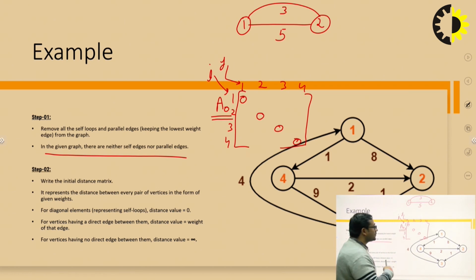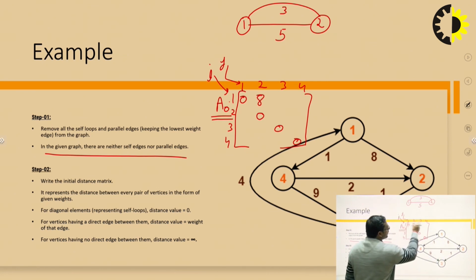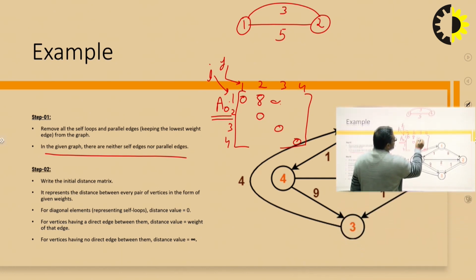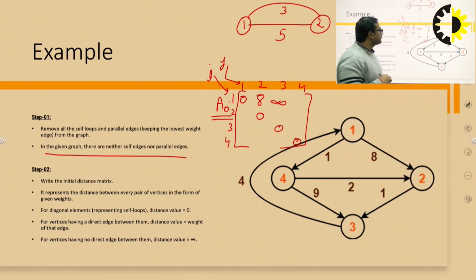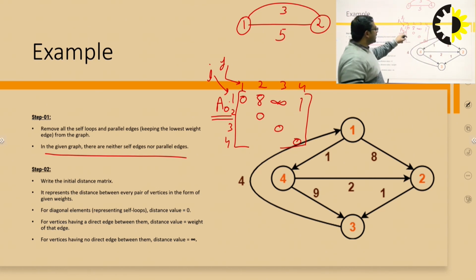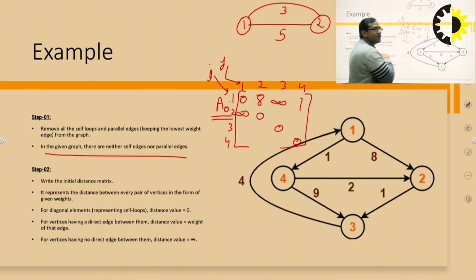Another case is if there is no path between vertices. One by one we are going to check. 1 to 2 is there, that is 8. 1 to 3, no direct edge is here, so what do you have to write here? Infinity. Got my point? 1 to 4 edge is available, that is 1. Similarly 2 to 1, there is no direct edge here, so what do you have to write here? Infinity. This is the way you can write the adjacency matrix, that is A0. Similarly, you can fill all the points.